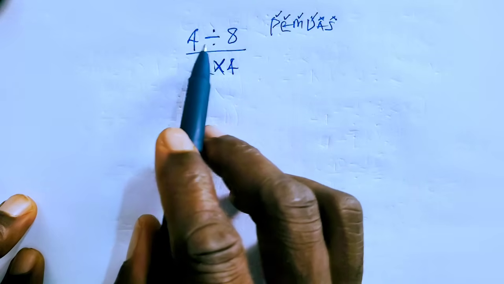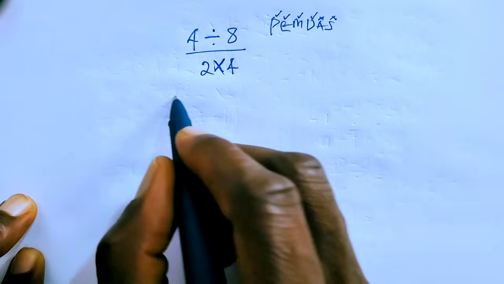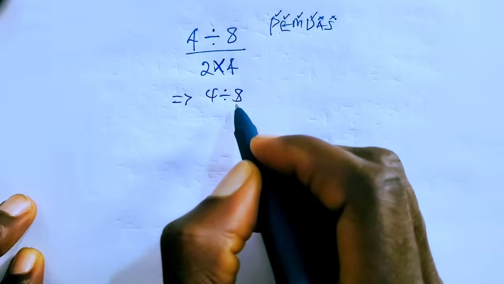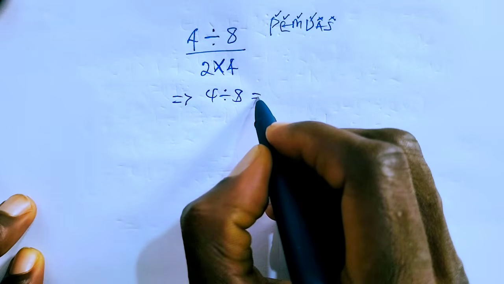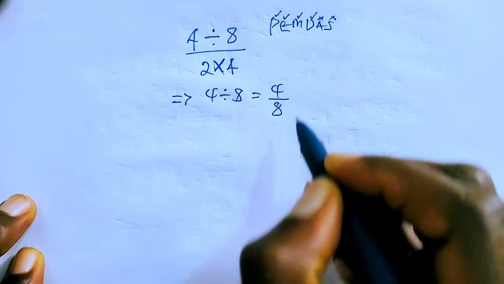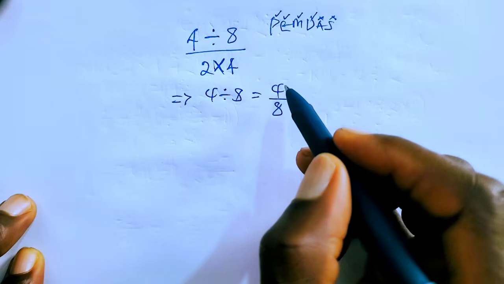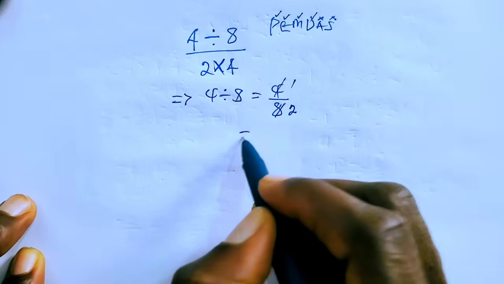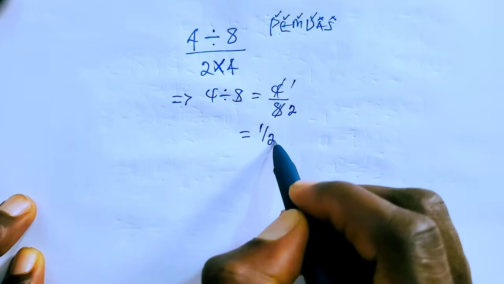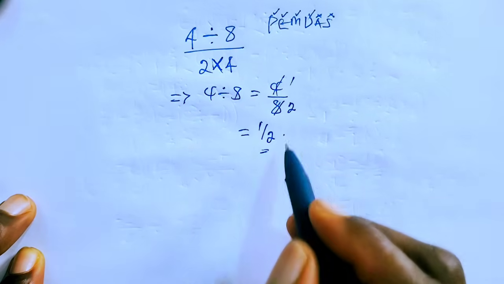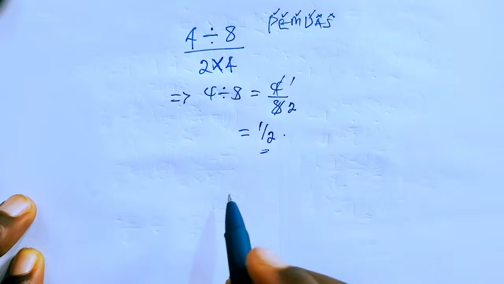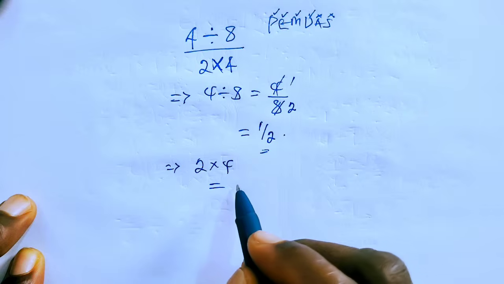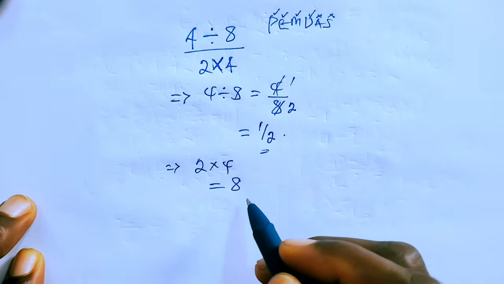First, we are going to consider the numerator, and we bring it out here. We have 4 divided by 8. Now, this is also equals 4 all over 8. If you simplify this to its lowest term, 4 divided by 4 is 1 and 8 divided by 4 gives 2, and this equals 1 over 2. And right here in the denominator, we have 2 times 4, and this will give us 8.